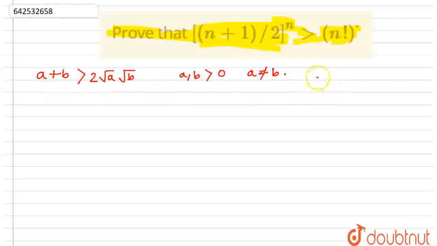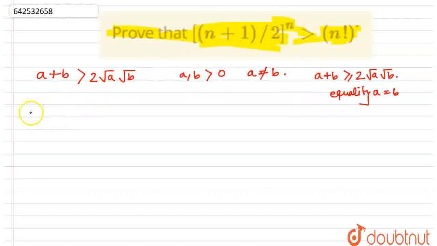The general AMGM inequality is a plus b is greater than or equal to 2 under root a into under root b, where the equality occurs when a equals b. So if a is not equal to b, the inequality would be strict, and we would be using this part, not this part.